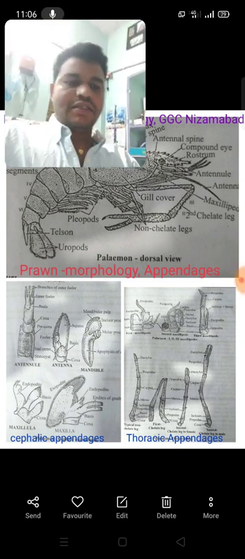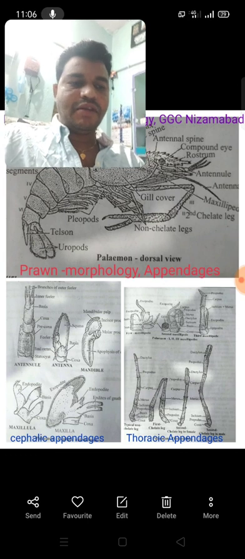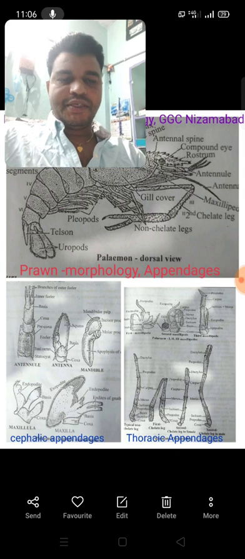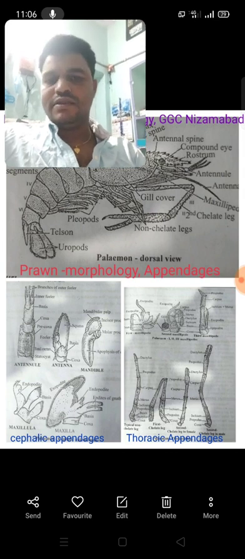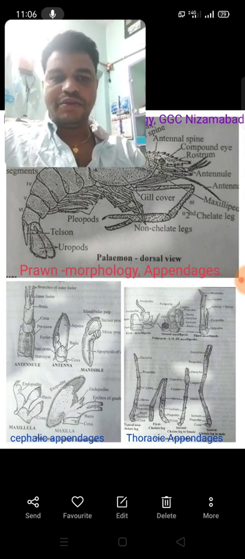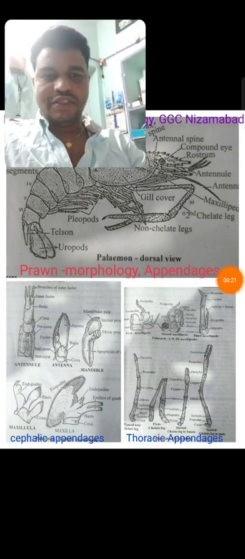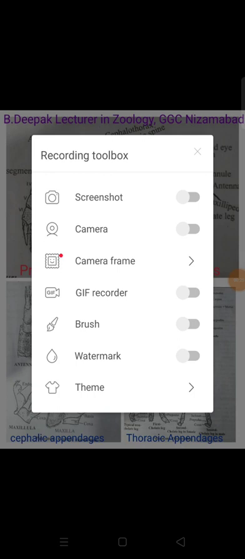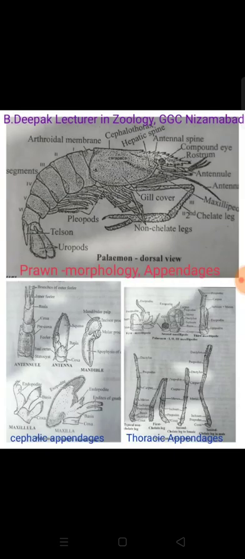Today's topic is Palaemon malcolmsonii, that is the prawn or Macrobrachium morphology. Okay, this is the topic today. Before starting the lesson, the last class on general characters and classification of Arthropoda is over. Now today we discuss the morphology of the prawn.